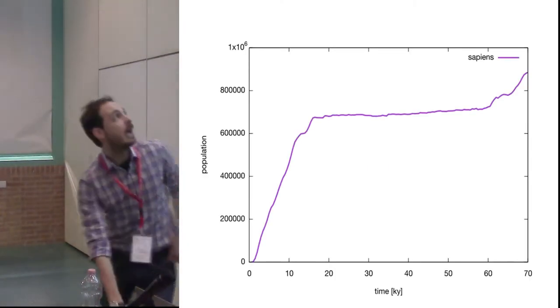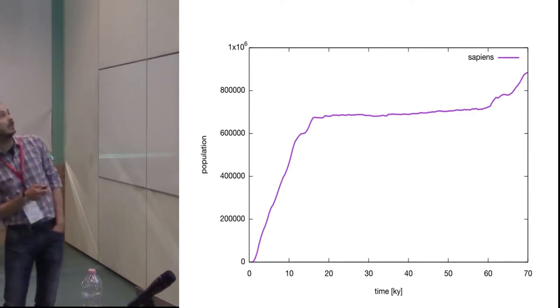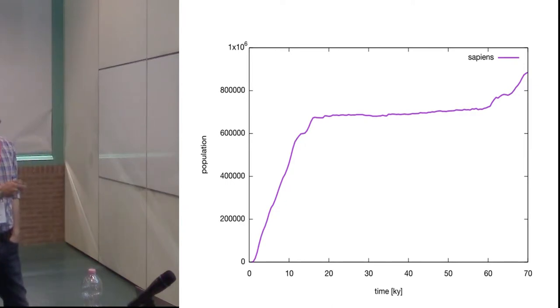So here you see a plot of the number of agents as a function of time in kiloyears. You see that there is a linear increase in the number of agents up until 700,000, when Africa, Eurasia, and Oceania are colonized. And then the population stalls until the corridor opens, and then there is a further increase up to 900,000 agents.